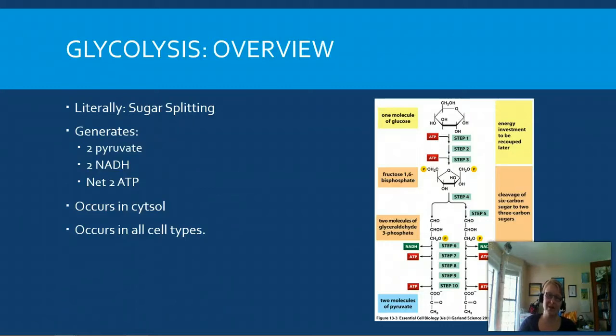So remember, ATP generation is not the goal of glycolysis. The generation of the two pyruvates and the two NADHs is the goal of glycolysis. This occurs in the cytosol, and all cell types will do this process. Now we're going to walk through each of the steps here in the next several slides.